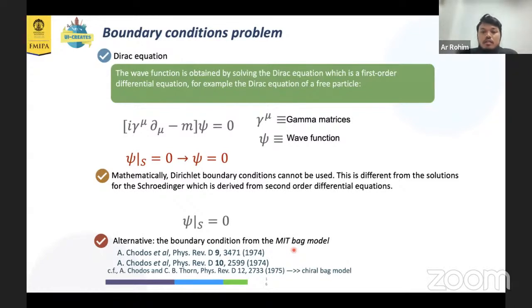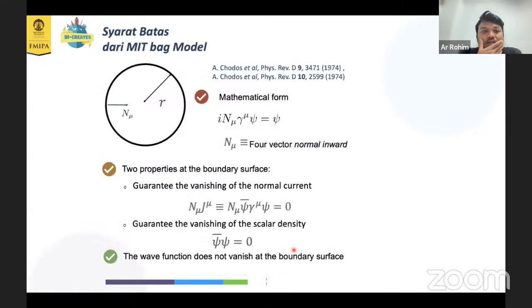Okay, and, sorry, this is written in English. So this one means the boundary conditions from the MIT bag model. So it has the mathematical form, something like this.